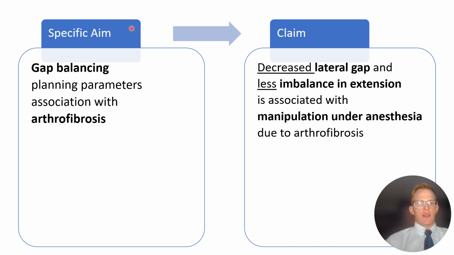One specific aim of our study was to identify gap balancing planning parameters associated with arthrofibrosis. Potentially, decreased lateral gap and less imbalance in extension is associated with manipulation under anesthesia due to arthrofibrosis, as that would eliminate the unscrewing mechanism of the knee.